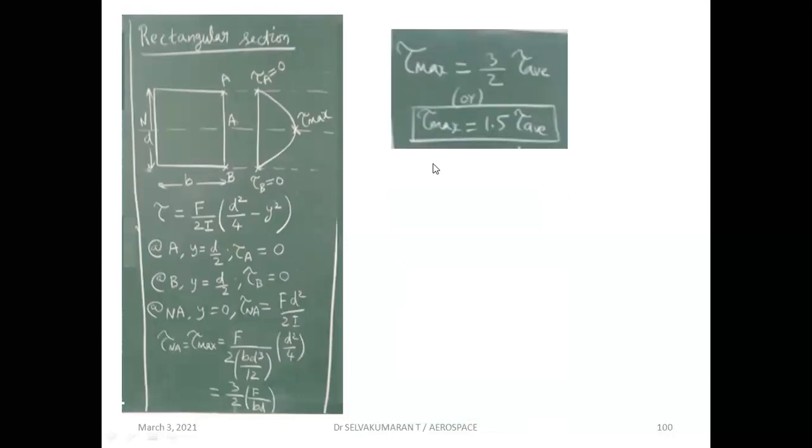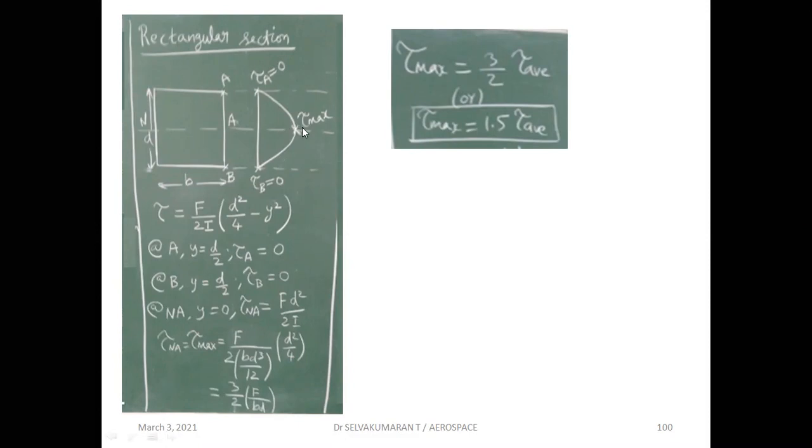So I can call this shear force by area the average shear stress. Tau average for a rectangle section is given by F by BD. So the maximum shear stress is equal to 3 by 2 times F by BD. That is, the maximum shear stress is equal to 1.5 times the average shear stress. This is a standard formula for a rectangle section giving the relationship between the maximum shear stress and average shear stress.